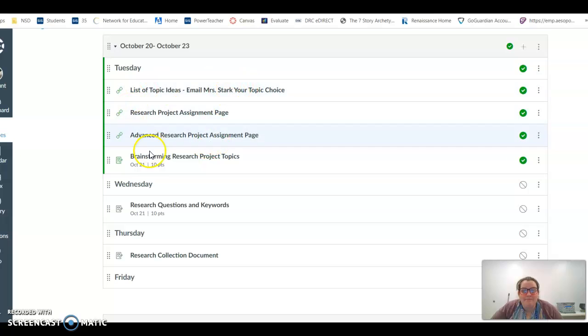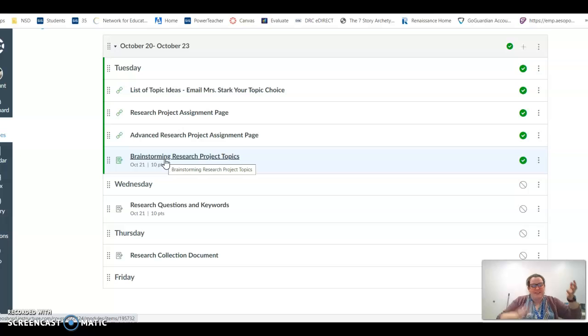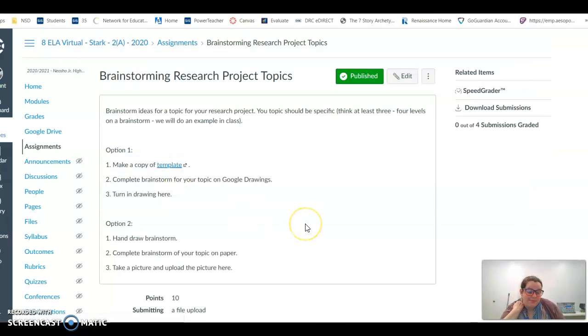So once you've picked that big overall topic, it's pretty broad, right? That means there's lots of different things that you could write about, which makes it a good topic to start with. We are going to be brainstorming that topic. So this is your assignment that either was assigned on Tuesday, yesterday, or Wednesday, depending on your class.